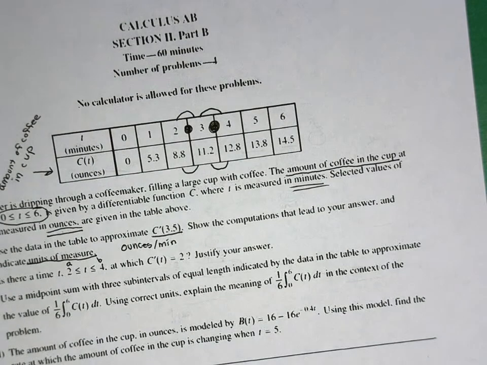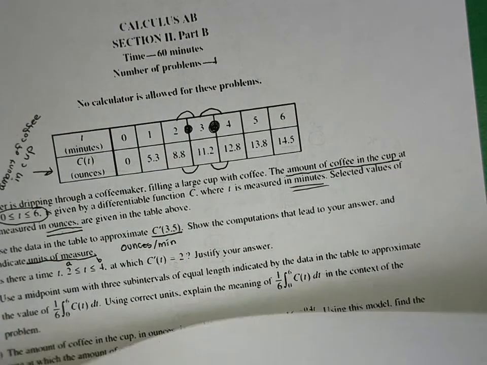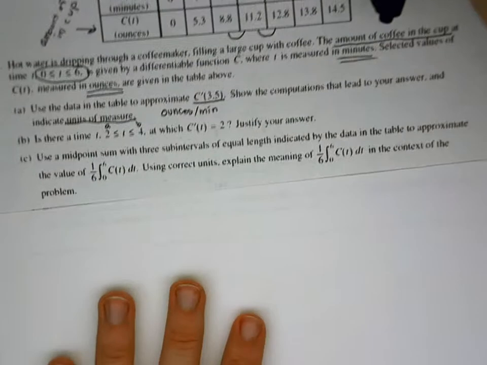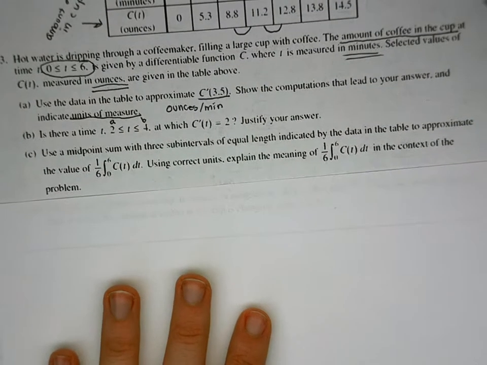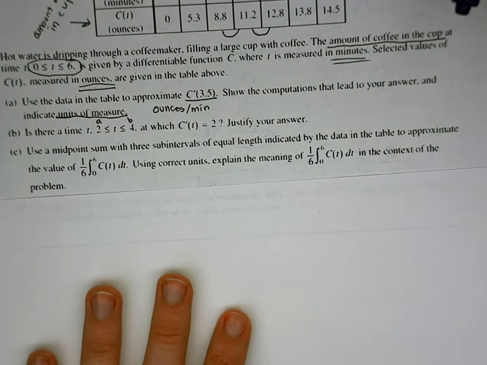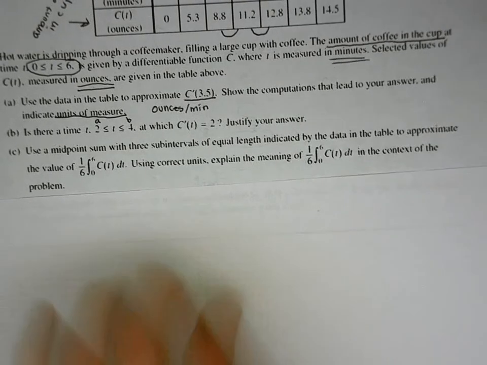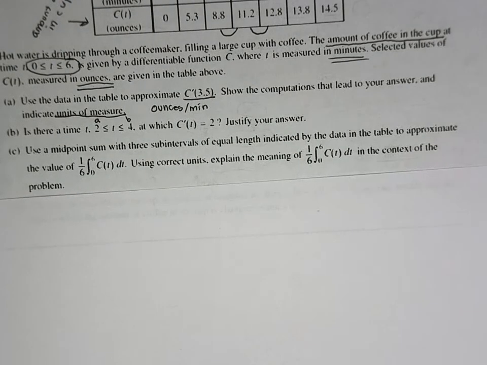Okay, C. C says, use a midpoint sum with 3 subintervals of equal length indicated by the table to approximate the value of 1/6 the integral from 0 to 6 of C of t dt. Using correct units, explain the meaning of 1/6 the integral from 0 to 6 of C of t dt in the context of the problem. This was worth 3 points.